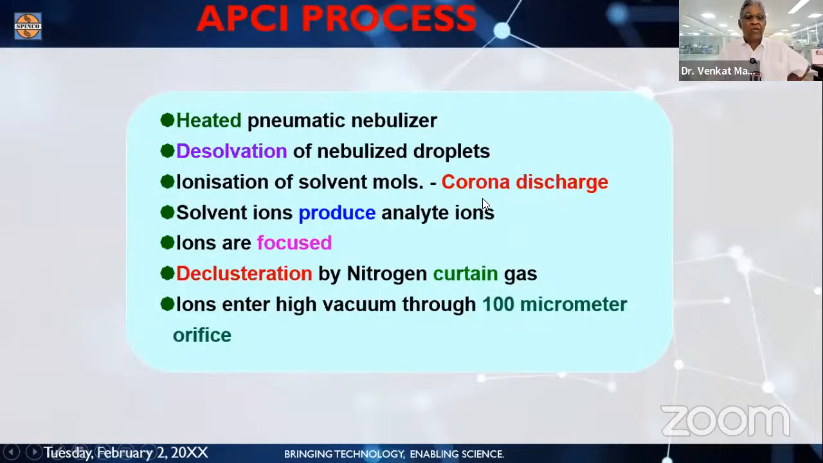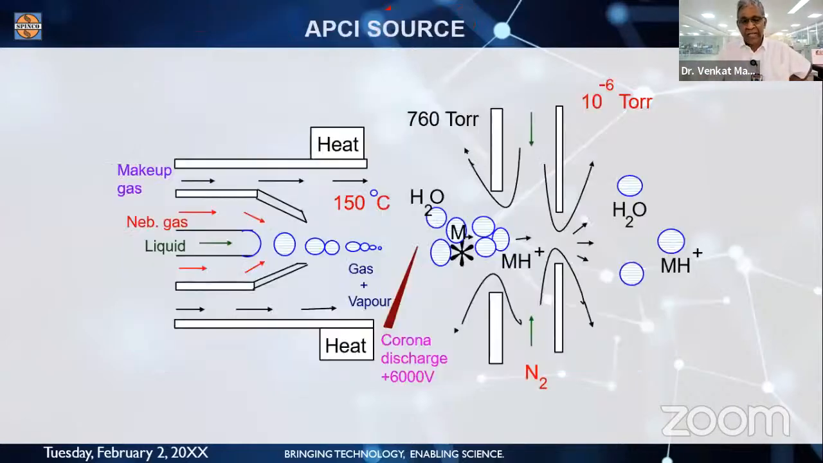Okay. How does it work? Let us not discuss it in terms of words. I will show you a picture. You can understand much better. This is a liquid gas. This is a nebulizer gas. I produce droplets. I use a makeup gas where the temperature is more than 150 degrees centigrade. My droplet produces my compound vapor in the form of a gaseous state.